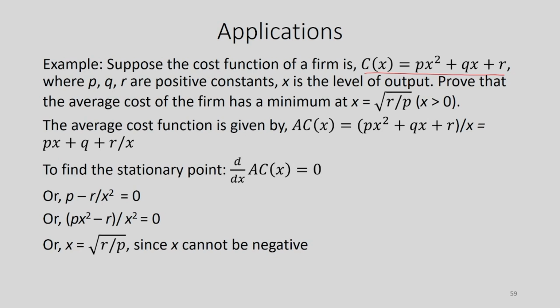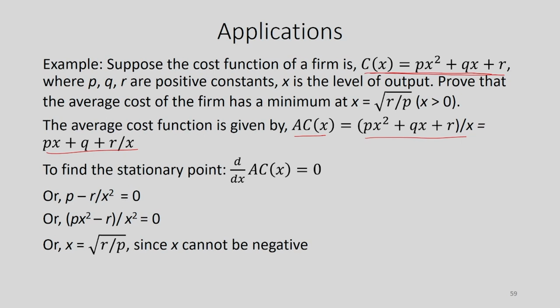Now, the cost function is given, which is Px square plus Qx plus R. Then we can find out what is AC, or the average cost. This will once again be a function of x. So, what I need to do is take the cost function, that is Px square plus Qx plus R, and divide that whole thing by x. And if we do so, it becomes this expression, Px plus Q plus R divided by x.